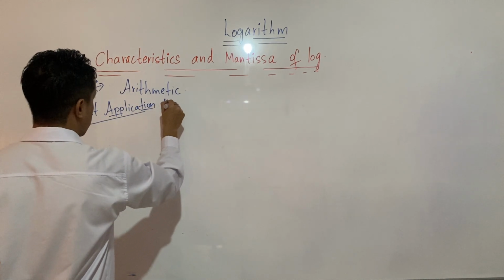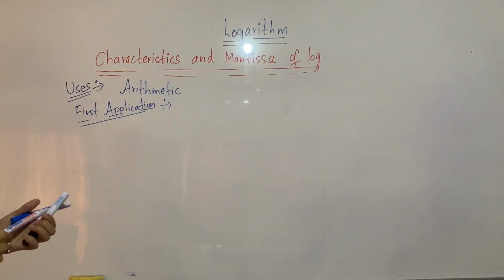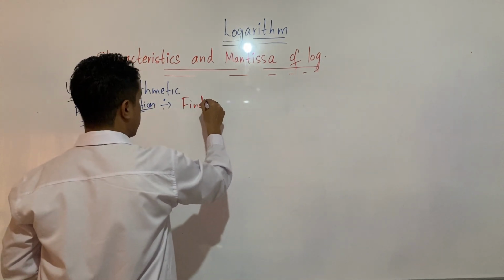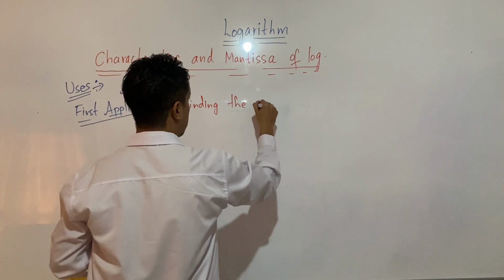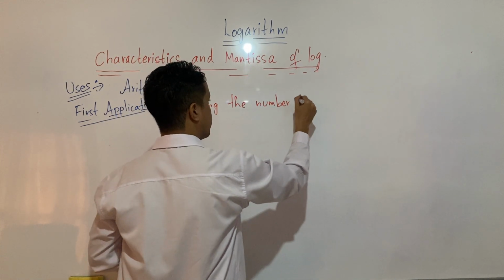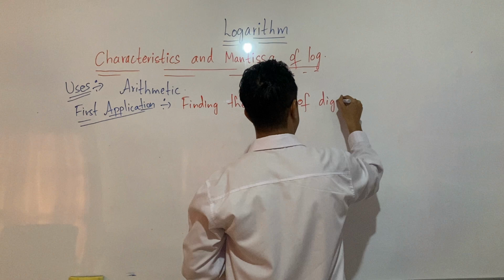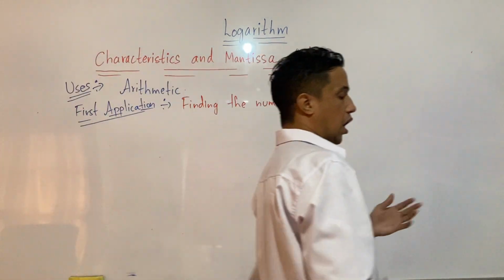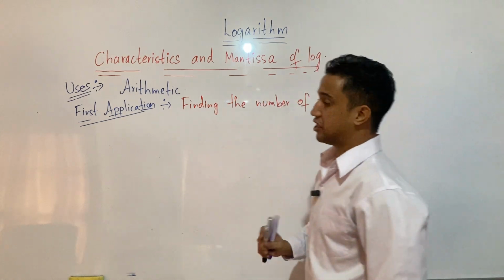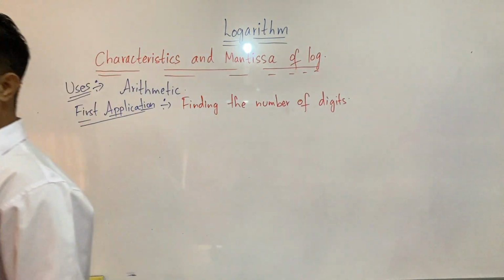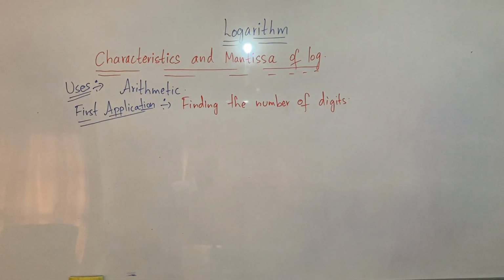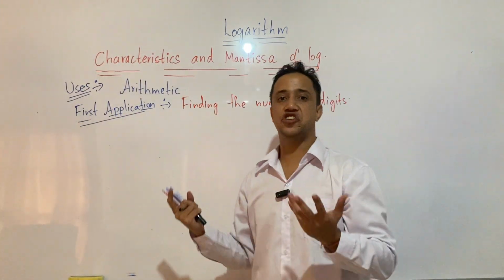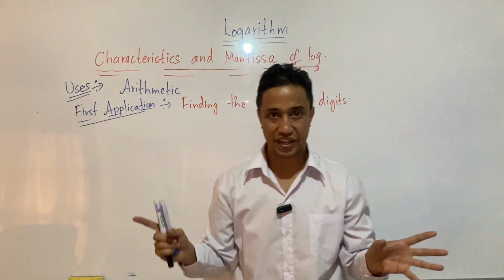And the first application is about finding the number of digits. So see here, the first application that we are going to speak about is finding the number of digits, which means how many digits there are in any number.